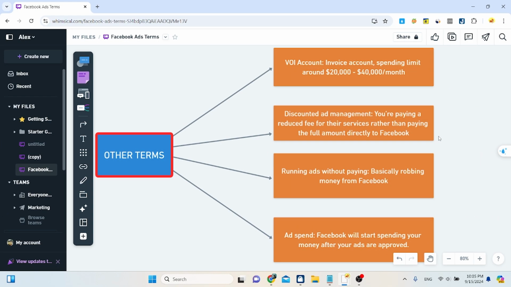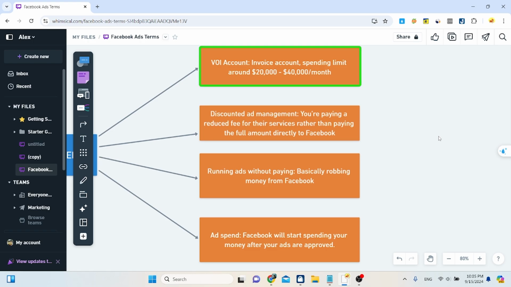In addition, there are some terms that you need to pay attention to as follows. VOI account is an invoice account, a business account with a high spending level from $20,000 to $40,000 per month. Depending on the reputation of the business, the credit level on the account will have different payment limits. Discounted running, that is, when you want to run an ad with a budget of about 10 million, but in reality you only pay the runner from 50 to 70%, actually paying from 5 to 7 million, of course paying the runner for you, not paying directly to Facebook.